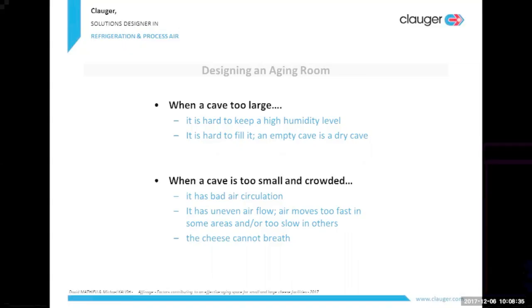If it's too large, it's hard to keep the humidity level. It's sometimes hard to understand, but that's a fact. An empty cave is a dry cave, and that's a big problem with an empty room. And when it's too small and too crowded, then you have bad air circulation. There is uneven airflow, in some areas too fast, in some areas no airflow at all. The cheeses can't breathe.